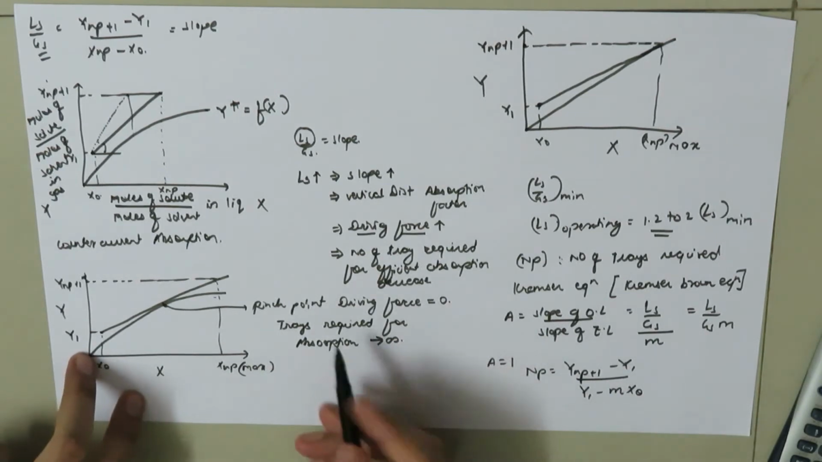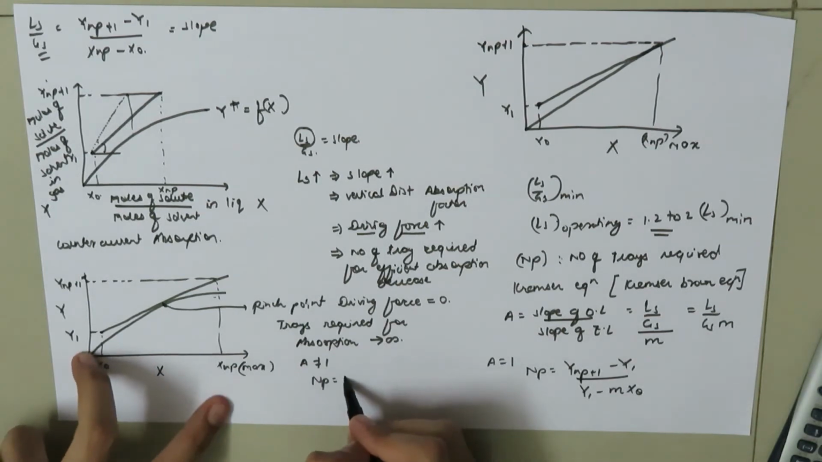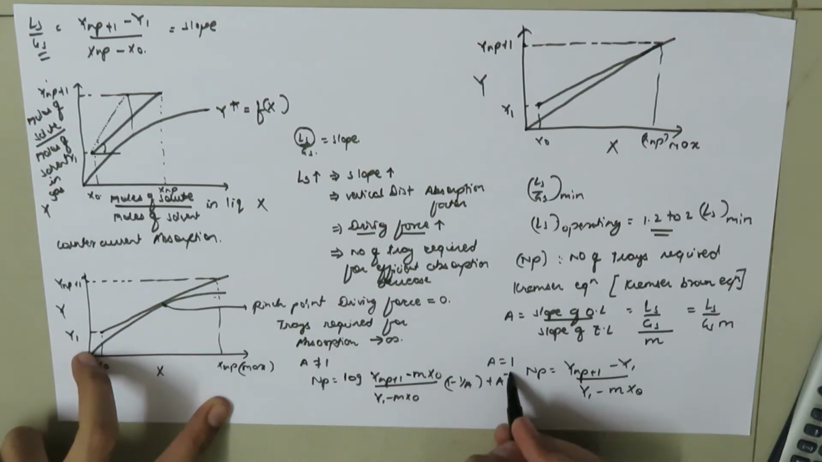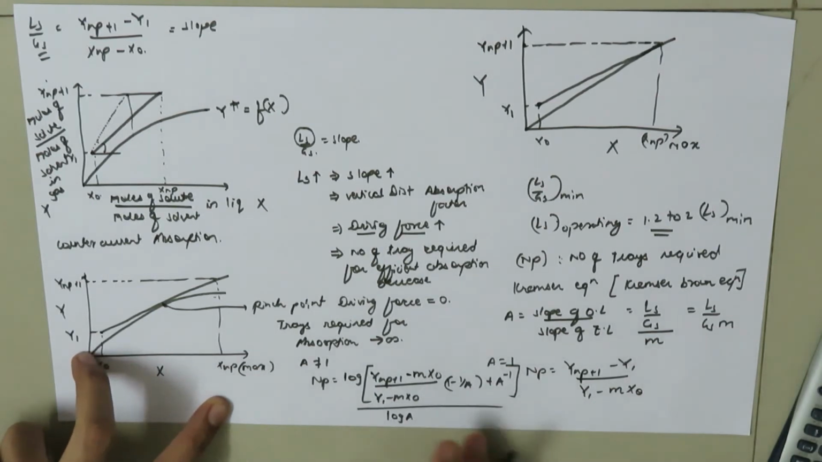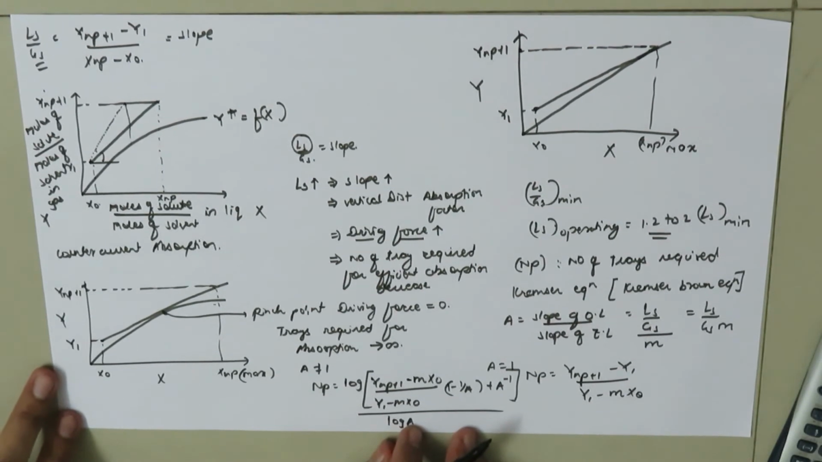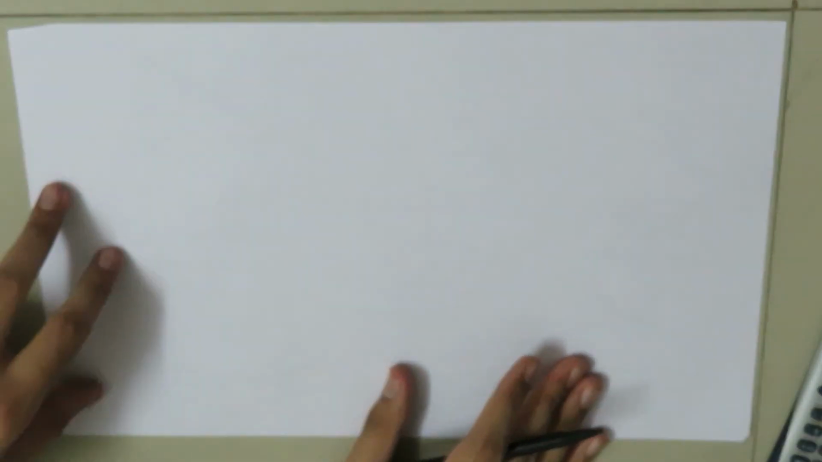And when the absorption factor is not equal to 1, then the number of trays required NP will be equal to log of YNP plus 1 minus M times X0 divided by Y1 minus M times X0, times 1 minus 1 by A, plus 1 by A, all divided by log A. So this was all the information regarding absorption in the countercurrent manner. And now we are going to deal with what happens when the absorption is done in the co-current way.